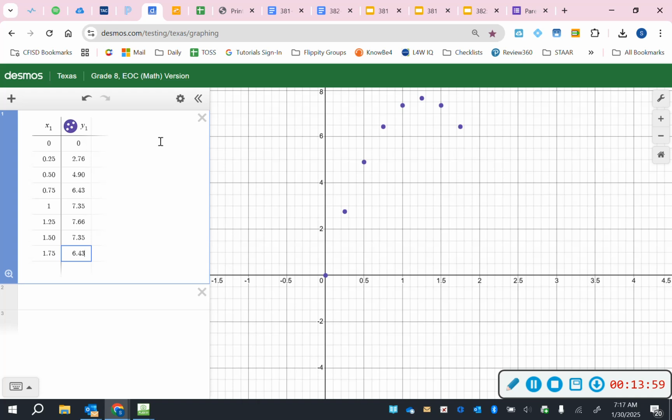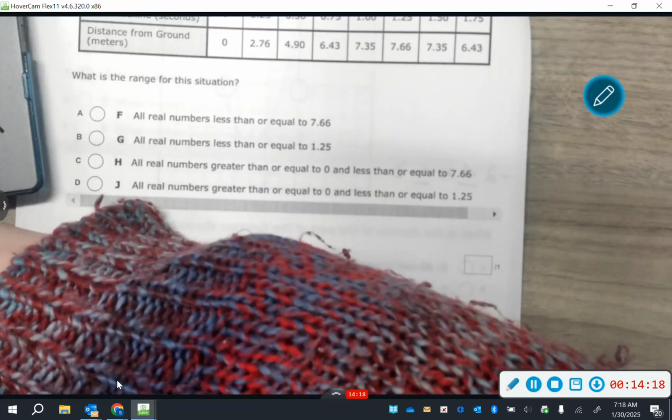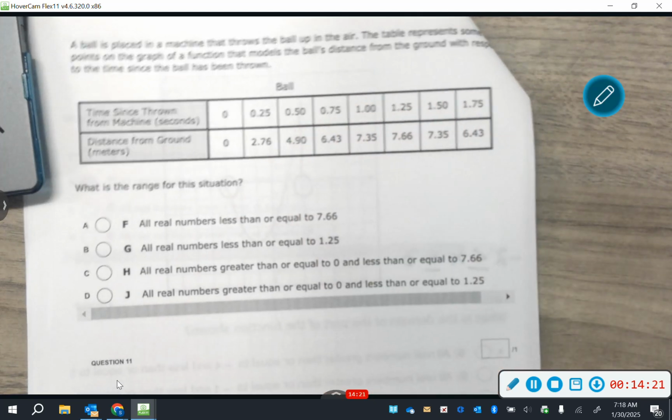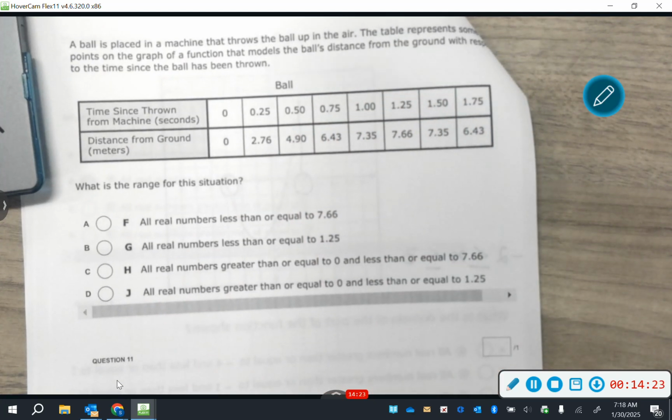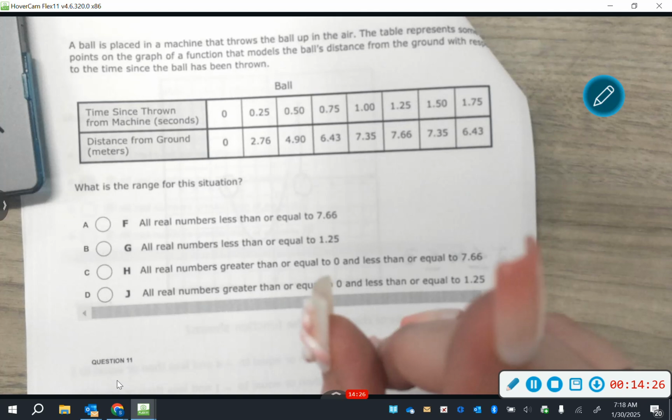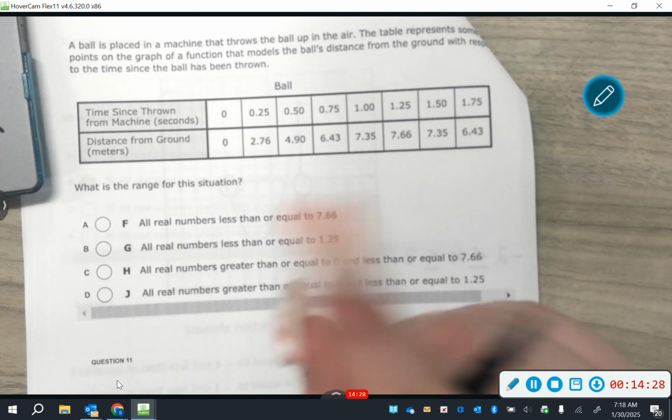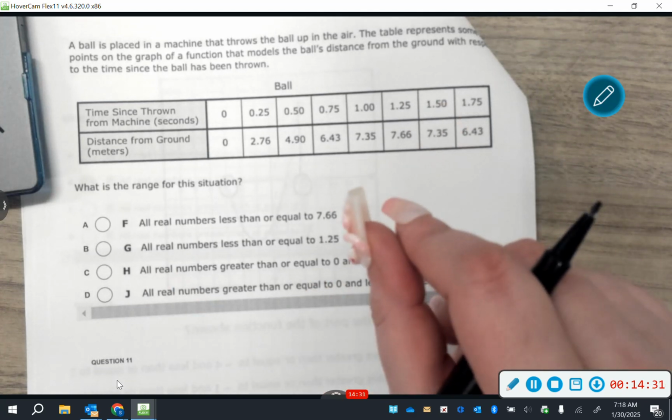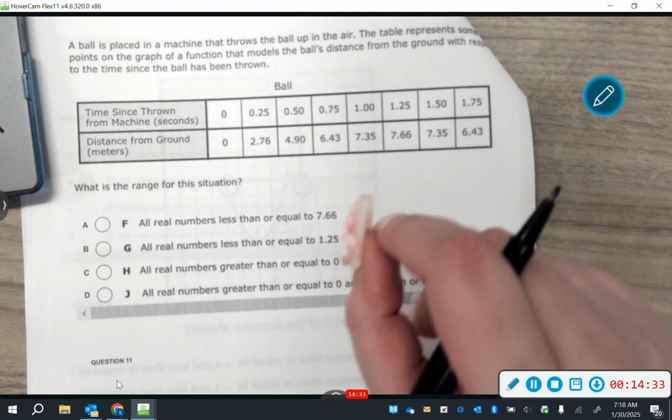So for our range, once again, we know we have a maximum. I have a maximum right here at 1.25, 7.66. So I know right here, this is my vertex, and it's our maximum. So we can be 7.66, or we can be smaller than that. But you also have to keep in mind, this one's not just a table. They included a word problem with it. It says a ball is placed in a machine that throws the ball up in the air. The table represents some points on the graph of a function that models the ball's distance from the ground with respect to the time since the ball was thrown.